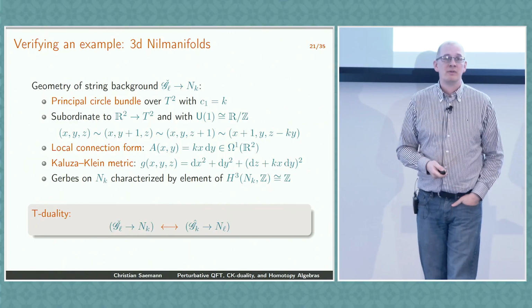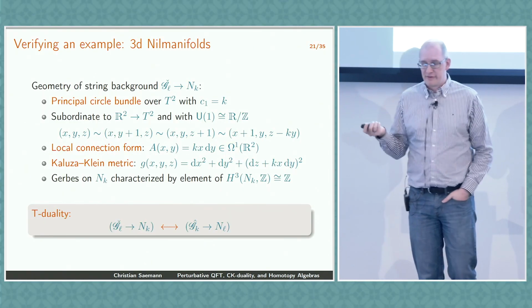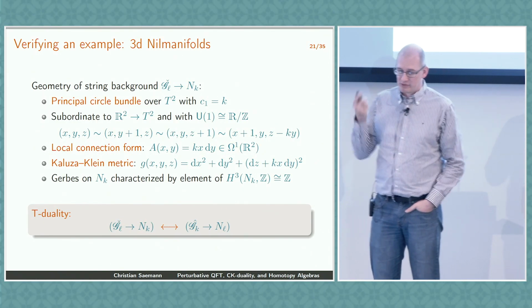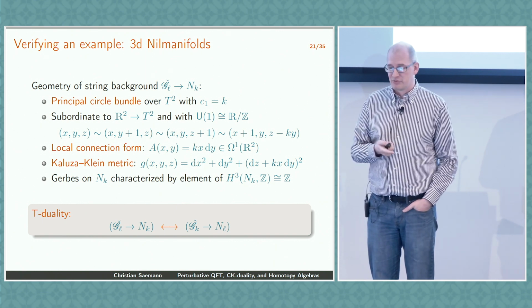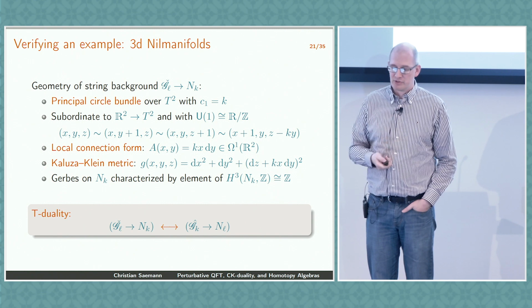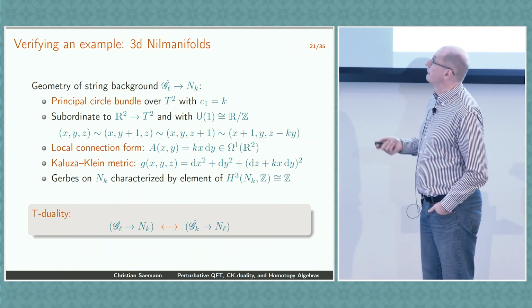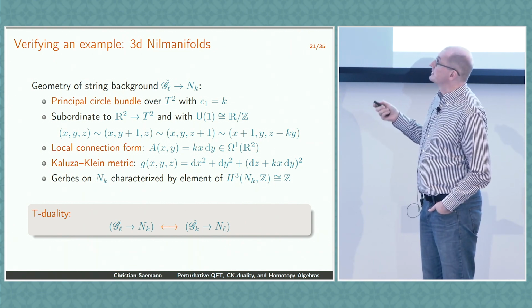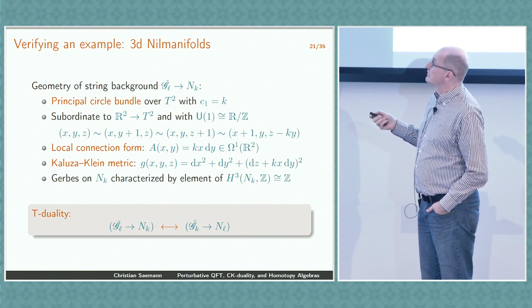Okay, so we wanted to verify this, and there's 2 ways. I mean, first of all, you can do a very cumbersome long calculation to reproduce the Buscher rules. Because of time constraints, we didn't do that, so we wanted to look at least at examples. And the fashionable example is, of course, these 3D Nil manifolds. So they are principal circle bundles over the 2-torus with a particular Chern number, K.